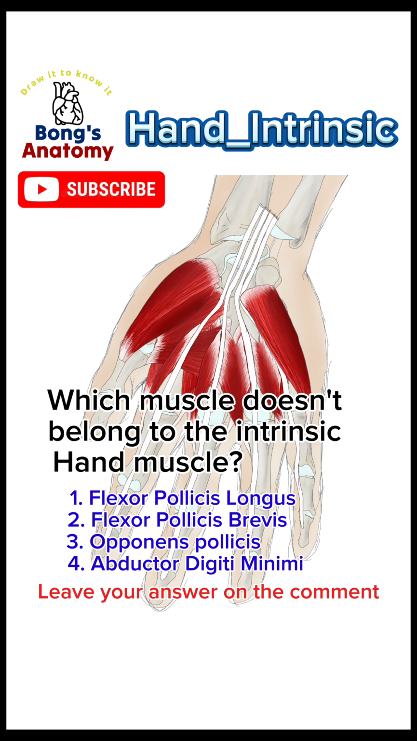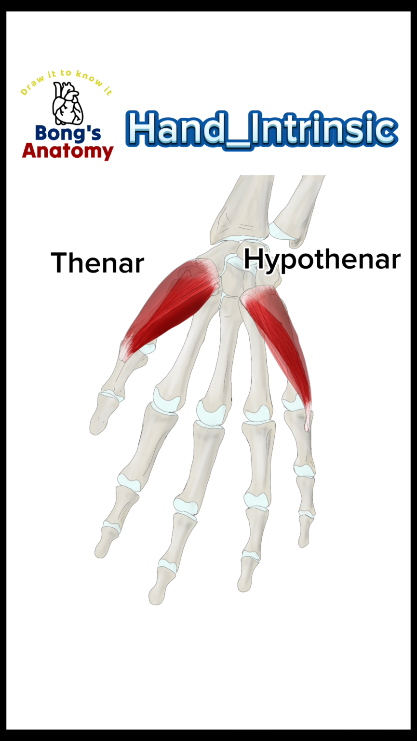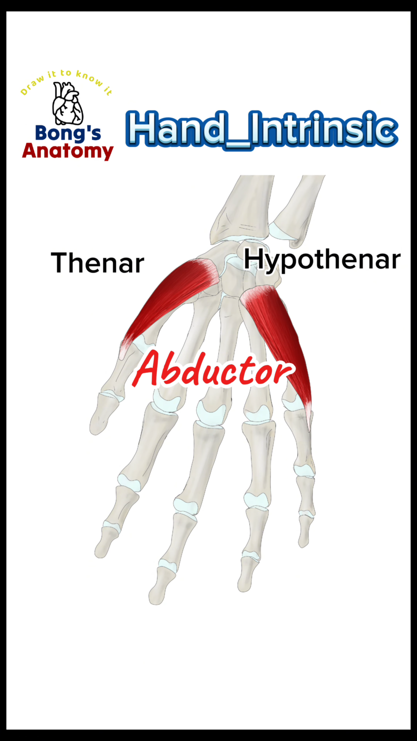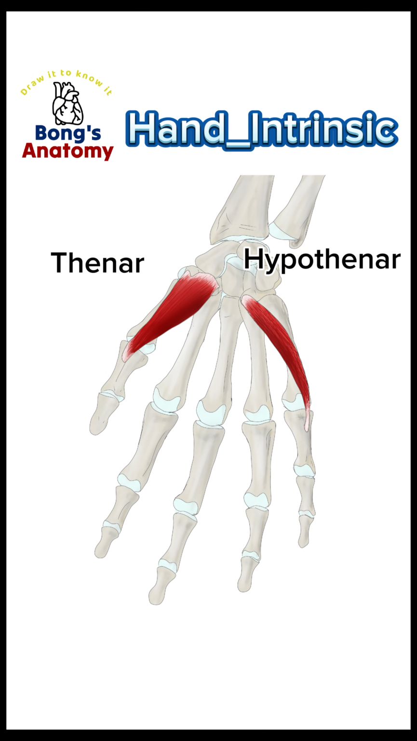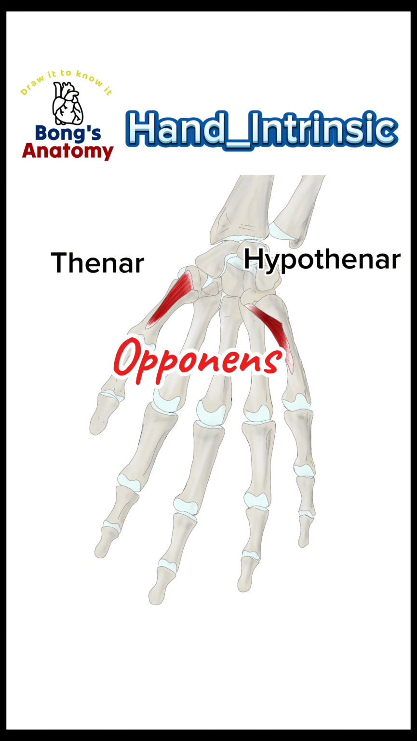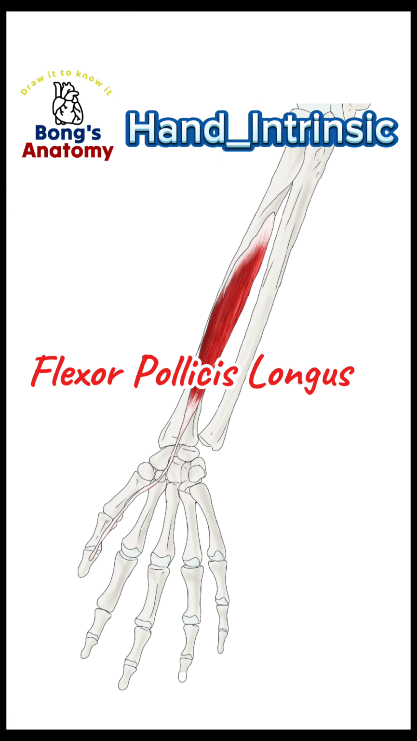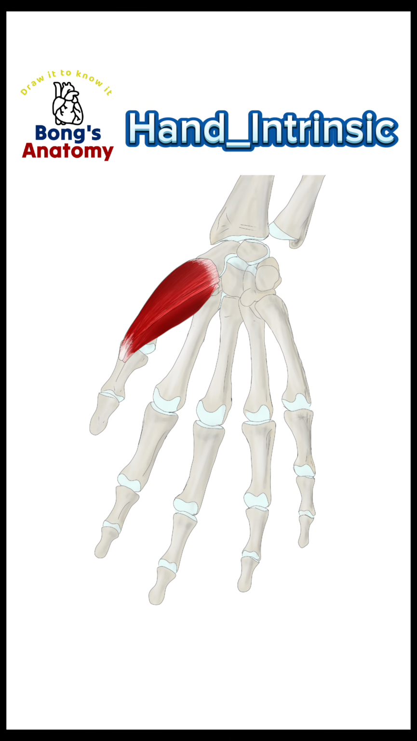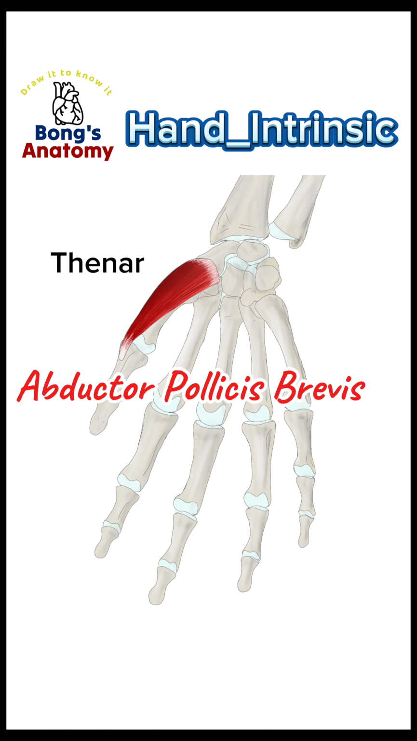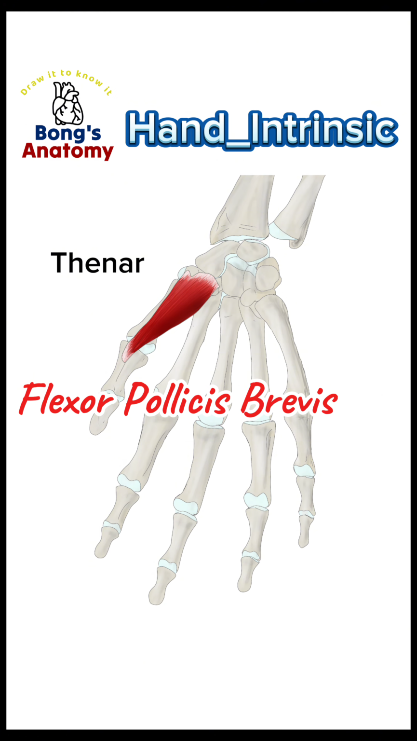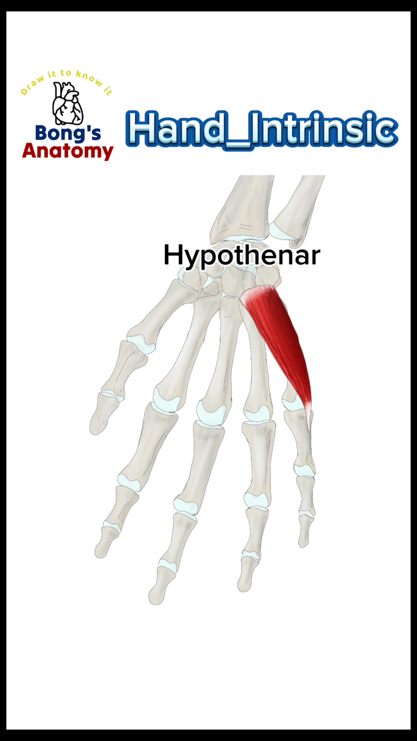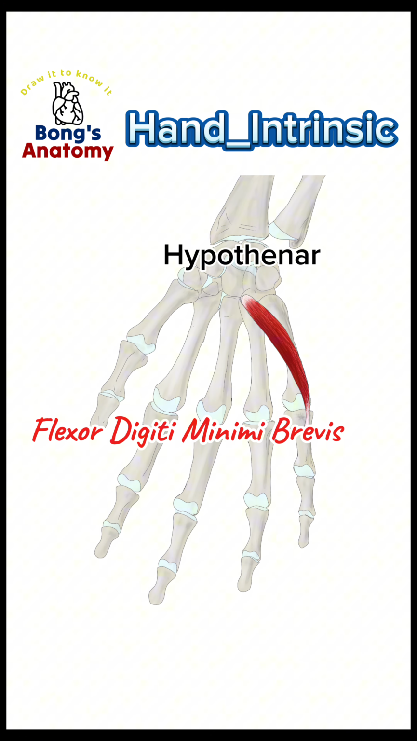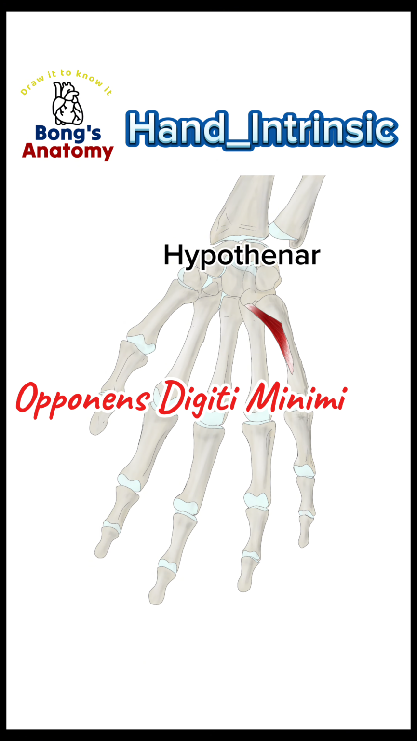Intrinsic hand muscles. Be aware that extrinsic hand muscles are located on the forearm. Thenar and hypothenar groups are a mirror image. From the side to center, they are abductor, flexor respectively. Then, opponens is deeply located. We already covered abductor and flexor pollicis longus. So, in the thenar group, we have abductor pollicis brevis, flexor pollicis brevis, and opponens pollicis. Like that, in the hypothenar, we have abductor digiti minimi, flexor digiti minimi brevis, and opponens digiti minimi.